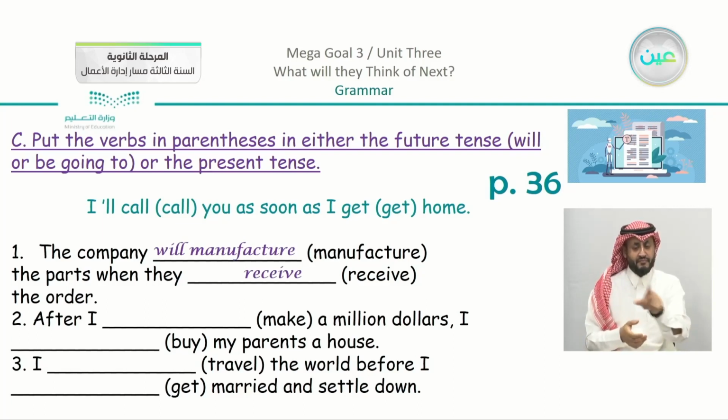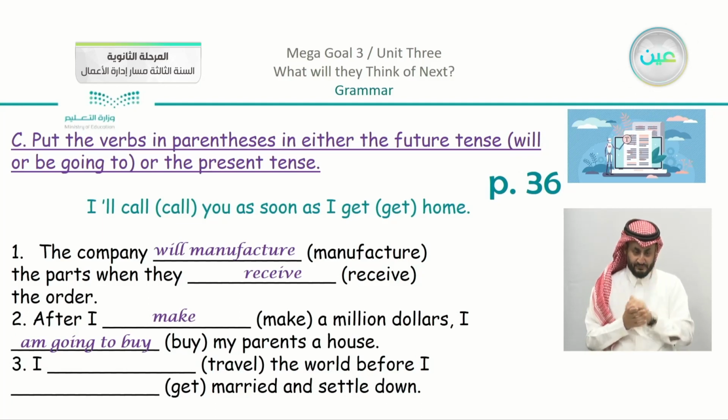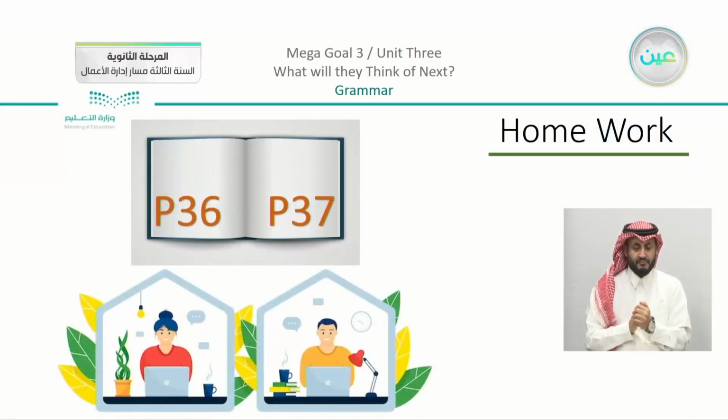So we have here the company will manufacture the parts when they, you can say here, receive the order. After I make, so it's the base form, $1 million, I will buy or am going to buy, either one is correct, my parents a house. I will travel the world before I get married and settle down. So I have done the exercise or examples. The rest is up for you to do as homework.